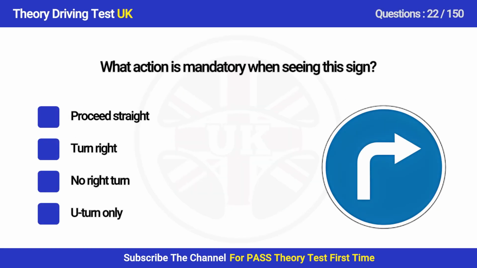Question 22. What action is mandatory when seeing this sign? A. Proceed straight. B. Turn right. C. No right turn. D. U-turn only.